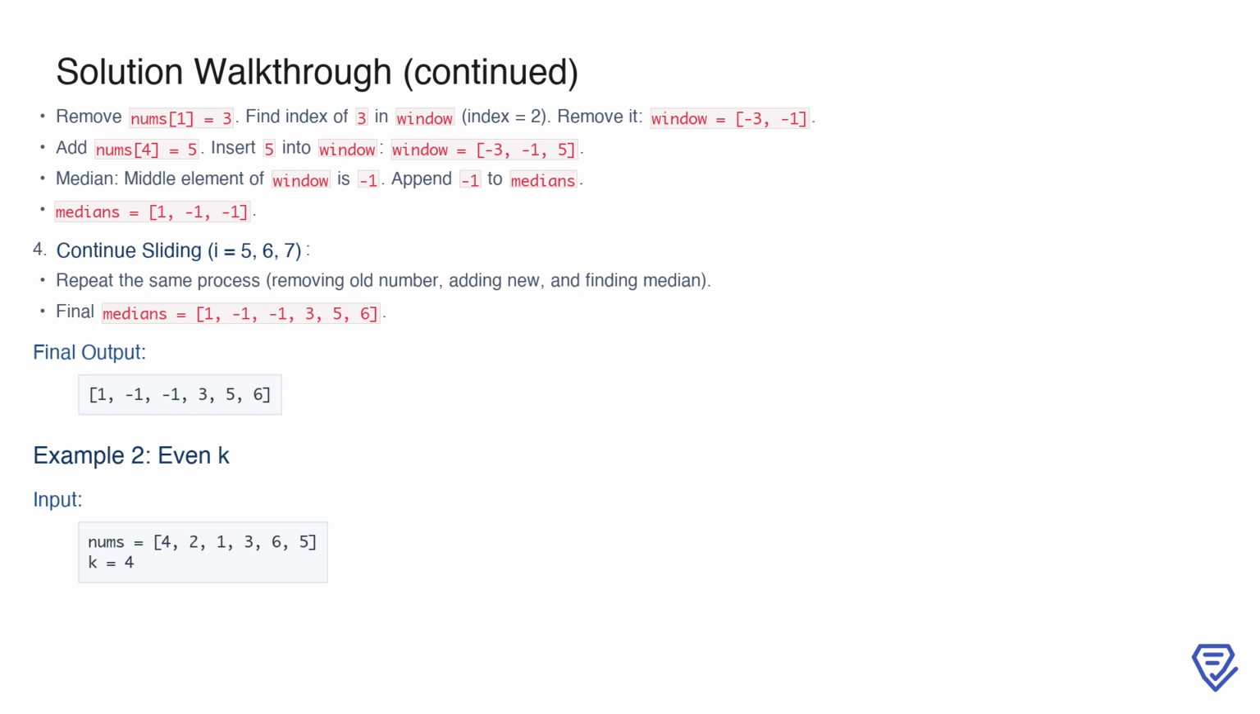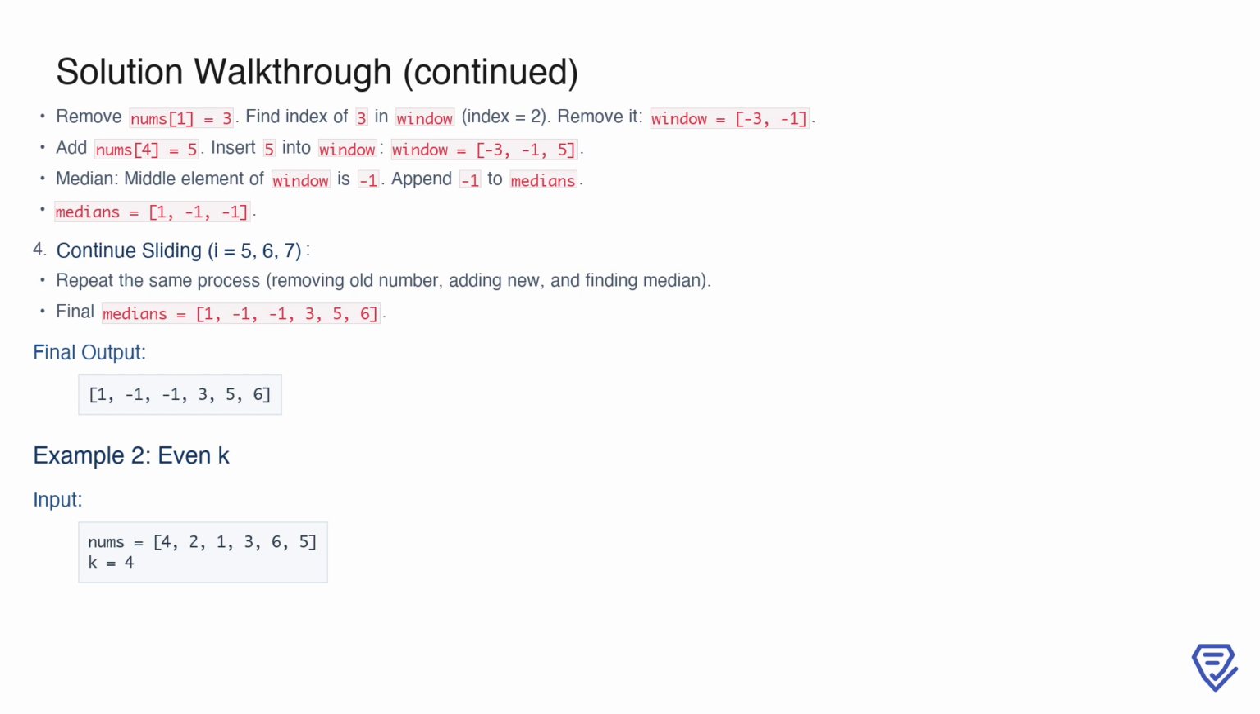Continuing with the sliding process, we remove the element 3 from the window. After locating its position in the sorted window, we remove it, leaving -3, -1. Then, we insert the new element, 5, into the window while maintaining sorted order, resulting in -3, -1, 5. The median remains the middle element, which is -1, and we append this to medians, making it 1, -1, -1.